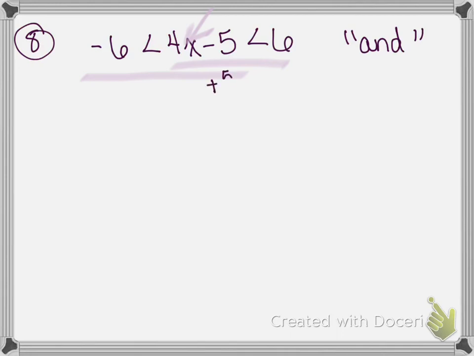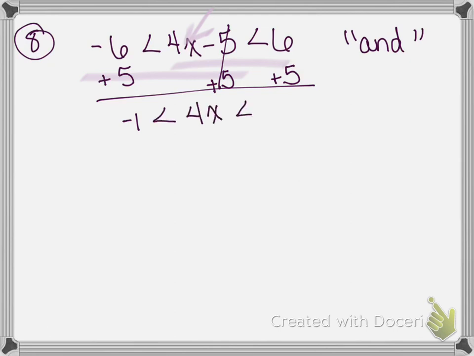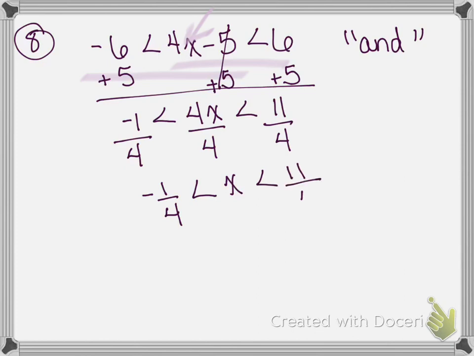Instead of doing it to 2 sides of an equation or 2 sides of an inequality, I have 3 sections. So I'm going to add 5 to all 3 sections. Okay, so I am left with negative 1 is less than 4x is less than 11. To get my x by itself in the middle, I'm going to divide all sides by 4. Okay, and I'm left with negative 1/4 is less than x is less than 11 over 4.